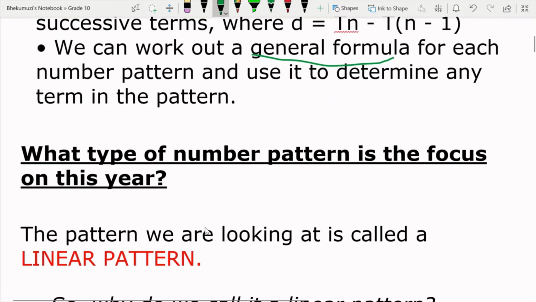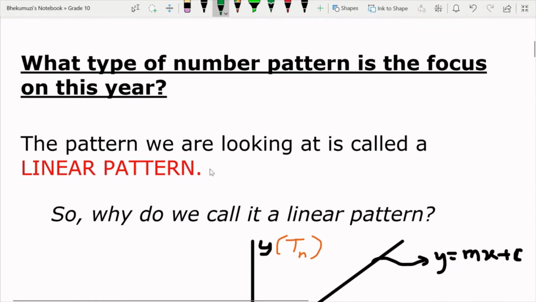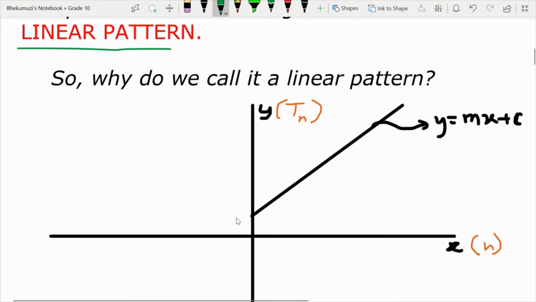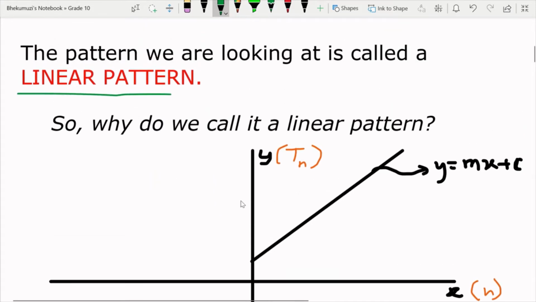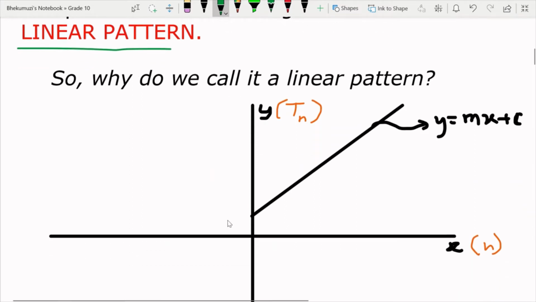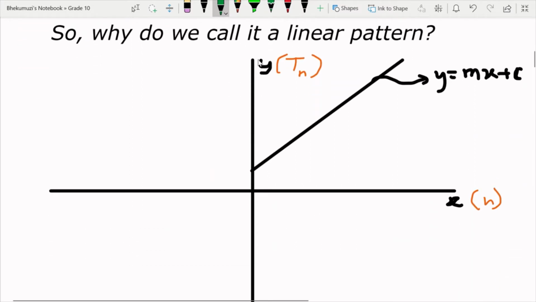What type of number pattern is the focus this year? So the pattern we are looking at is called a linear pattern, right? And why would they call it a linear pattern? It's because if you had created a graphical representation, where we signify the vertical line as your y and the horizontal as your x, you would draw it as almost like a straight line.